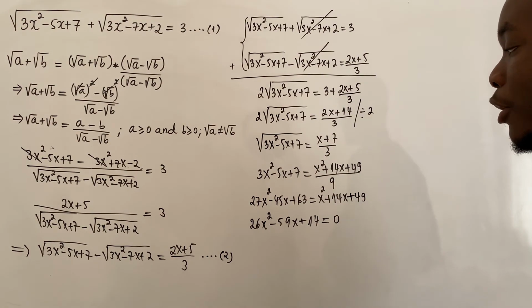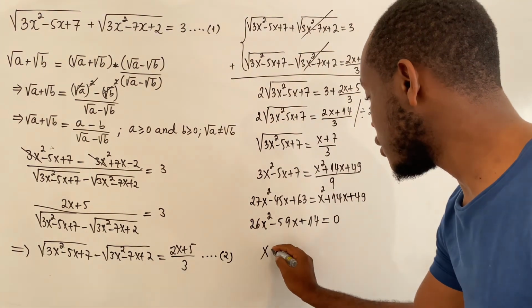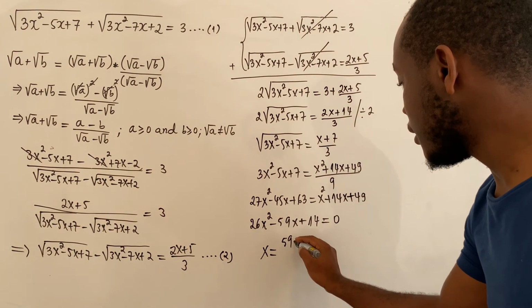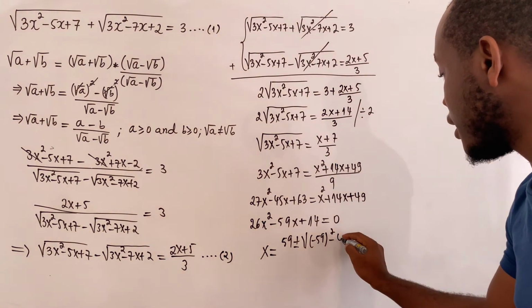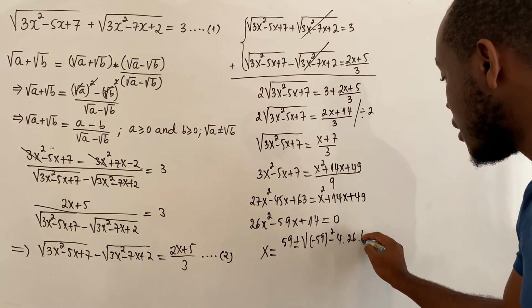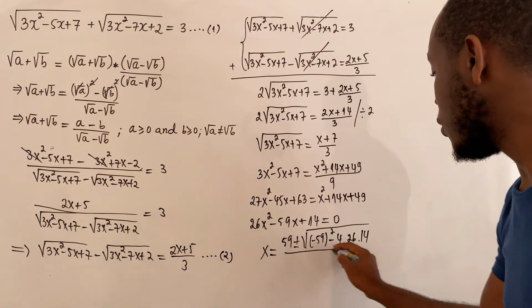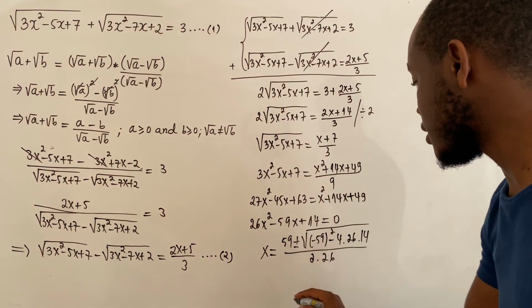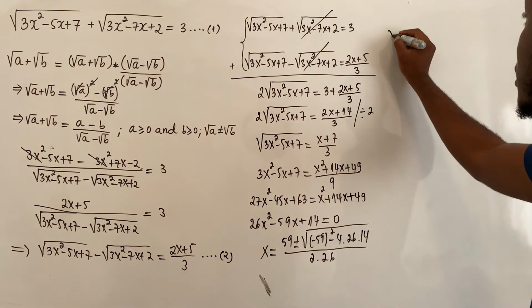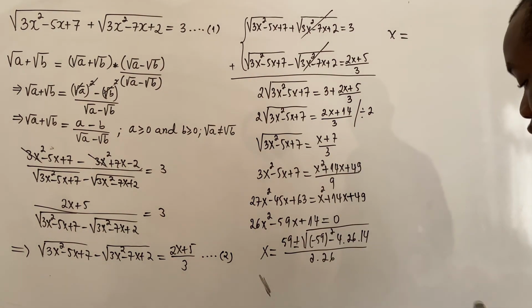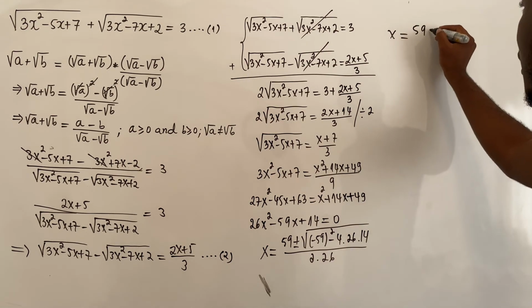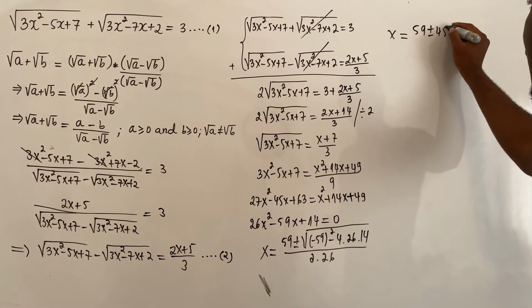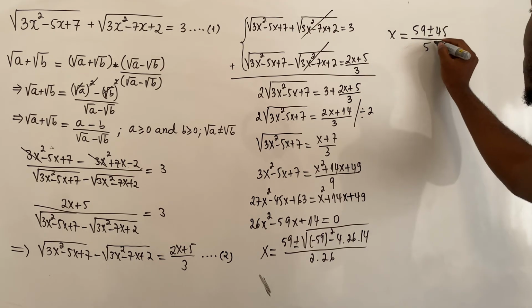We can now solve this problem. So we will have that x is equal to 59 plus or minus the square root of 59 squared minus 4 times 26 times 14, over 2 times 26. To be much easier, we can just quickly use the calculator. So we can quickly solve this problem. That means x is going to be 59 plus or minus 45 over 52.